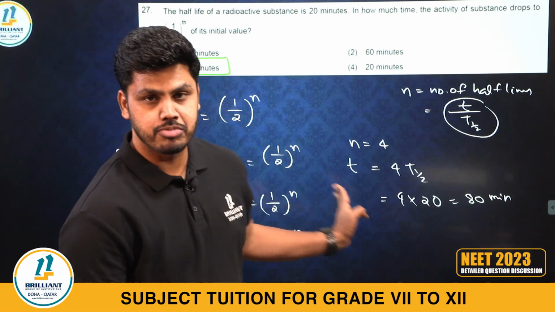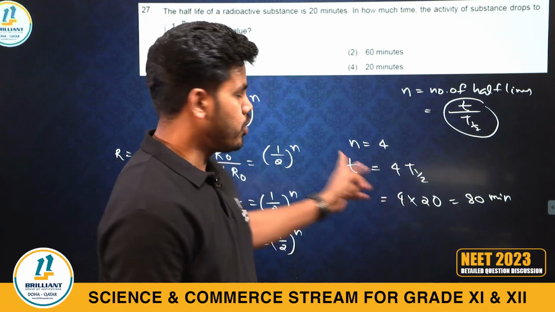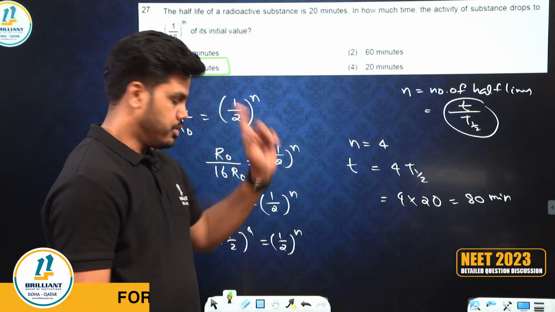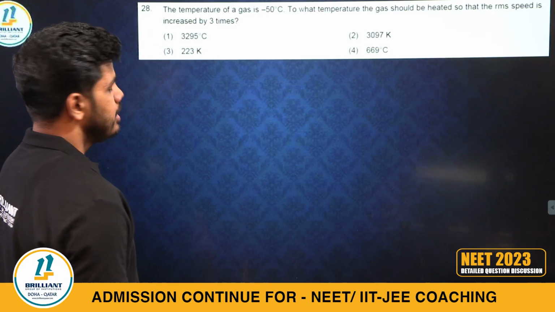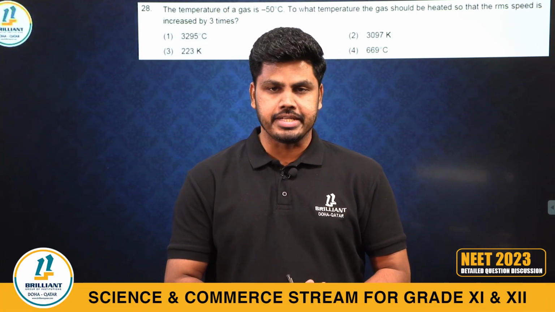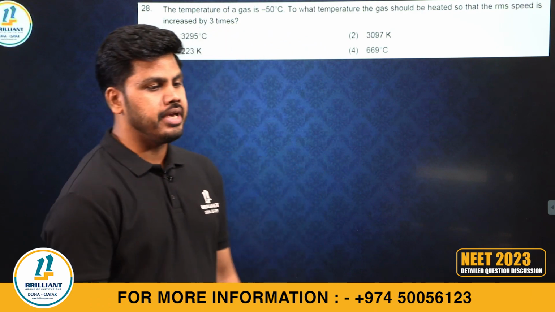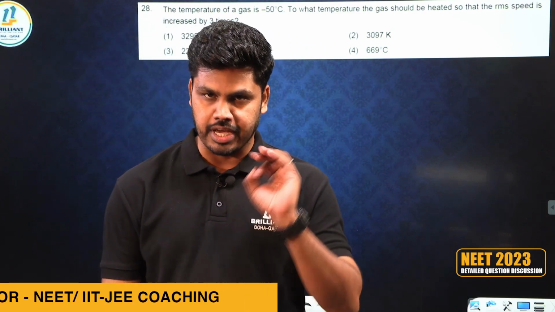Here also, it's a direct substitution we have. Our activity ratio, R by R0 is equal to 1 by 2 raised to n. Question number 28. Temperature of a gas is minus 50 degrees Celsius. To what temperature should the gas be heated so that the RMS speed is increased by 3 times?